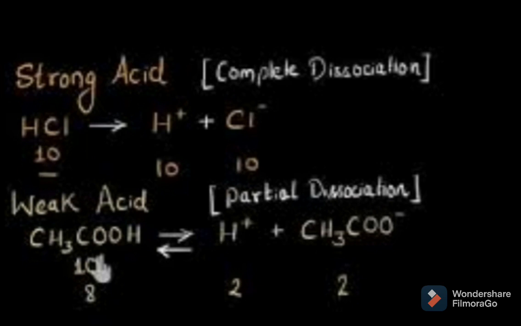Ionization is nothing but splitting up of a substance into its ions. So these are strong acids. Then what are the examples of weak acids? Acetic acid, formic acid, then tartaric acid. All these acids we have discussed. Then formic acid, acetic acid, tartaric acid, then malic acid, oxalic acid, butyric acid. All these are examples of weak acids.